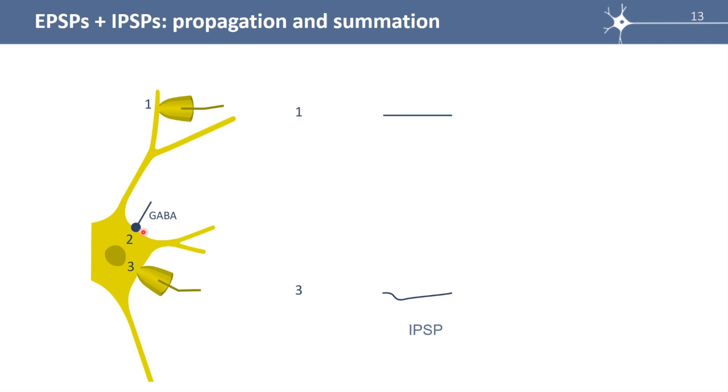Now we have a synapse which is GABAergic at point 2. If we record it at point 1, because the propagation can go upstream, we have nearly no change of membrane potential because it is far away. If we record quite close here at the somatic point, 3, we get a small hyperpolarization of the membrane.